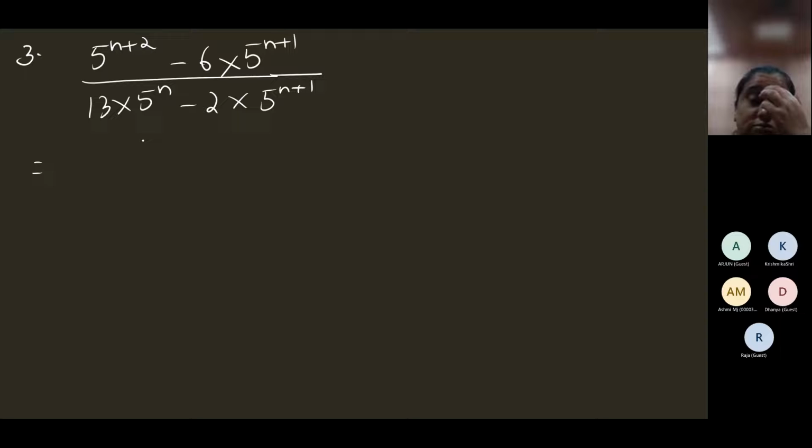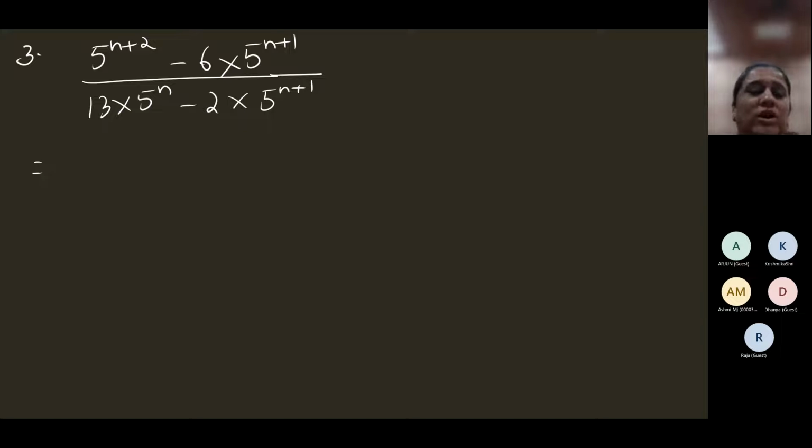Now, children, you can do this in the same method, but you can take different things common. I'll just give you the idea. We have done many sums like this, children. Nothing is new to you. What you have to do is take out 5 to the power n common in both the numerator and the denominator. You can take out 5 to the power n common, 5 to the power n plus 1 common, 5 to the power n plus 2 common. You can take out anything. In fact, you can even take 5 to the power n plus 3 as common.